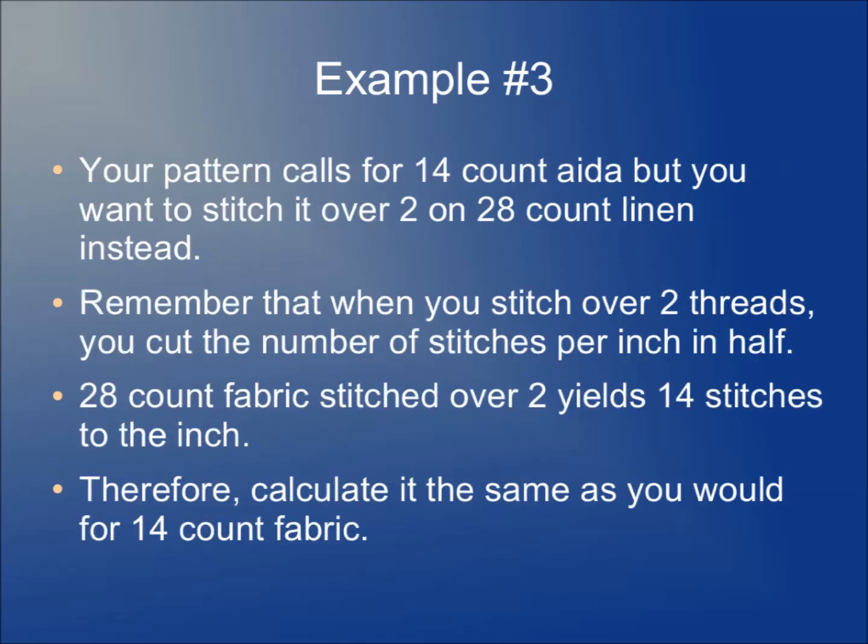So for our next example, we're going to switch from Aida to linen. So your pattern calls for 14 count Aida, but you decide that you want to stitch it over 2 on 28 count linen. So the first thing is, remember that when you stitch over 2 threads, you have to cut the number of stitches per inch in half. So if you're stitching on 28 count linen, you're going to have 14 stitches to the inch. So you're going to calculate your fabric the same way you did for the 14 count fabric that we did on our first example.